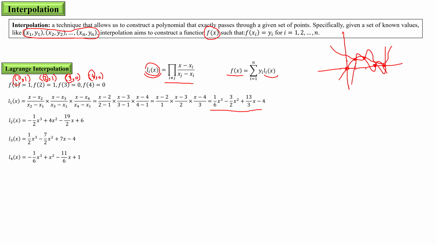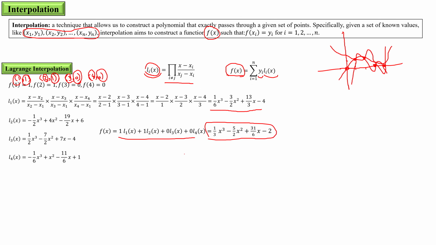So after computing the polynomials L sub i, now we can use this formula and compute the polynomial f of x. The polynomial f of x equals y1 L1, and so on. So this is y1, this is y2, y3, and y4, right? By extending this formula and computing it, you will reach this formula as the final polynomial that is passing through these four points.